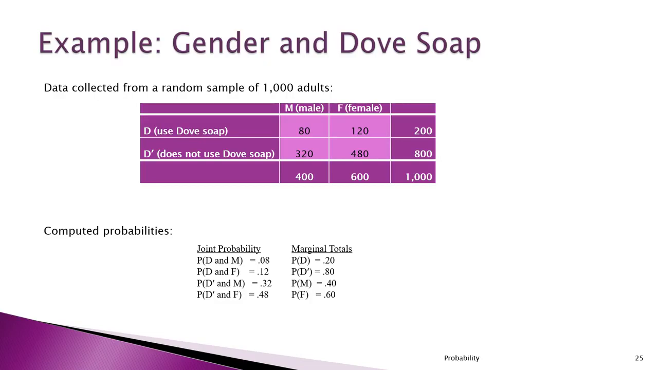So there's a 20% chance of using Dove soap, 80% don't use Dove soap. That's the probability of not D. Probability of M is 40%. There's a 40% chance you're a male in this sample, and the probability of female is 60%. So we have all the important probabilities computed for you.